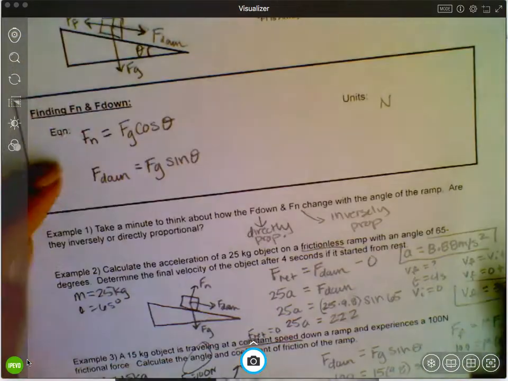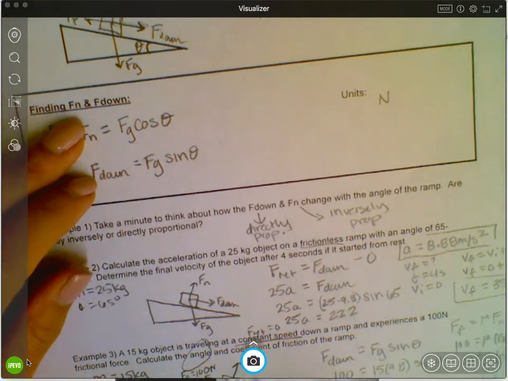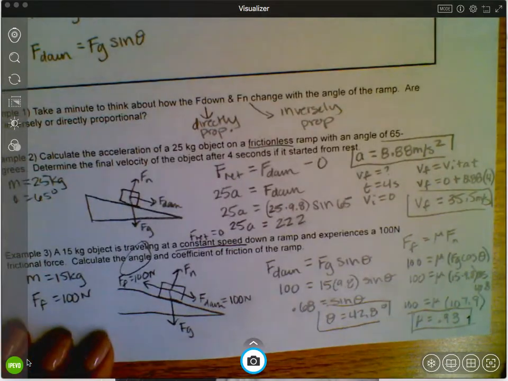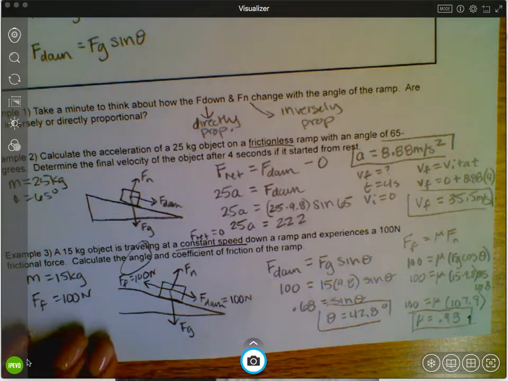Okay, so you're using these two equations and you're using what you know about the free body diagram of a ramp to solve these types of problems. Okay, so we'll do more practice in class, but that's it for this lecture.